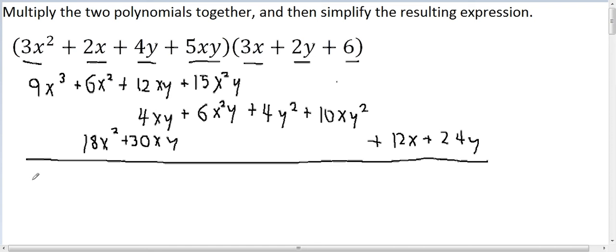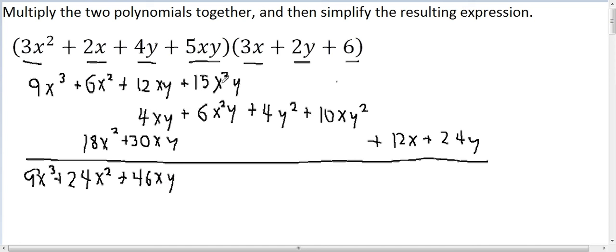So we start with 9x cubed. Then 6 plus 18 is 24, so we have 24x squared. Then we have 12xy, 4xy, and 30xy. So when we add them together, we get 12 plus 4 is 16, plus 30 is 46. We get 46xy.